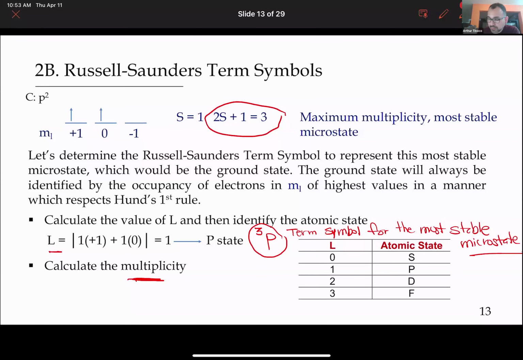All right, so that's the term symbol. But now what I'm going to show you is how we can define the term symbol for all the microstates, not just the most stable. But if an exam asks you to give the Russell-Saunders term symbol for the most stable microstate, this is the approach you should take because it will save you a lot of time. Unless I ask you to show me all of your work. Okay, that'd be a different story.